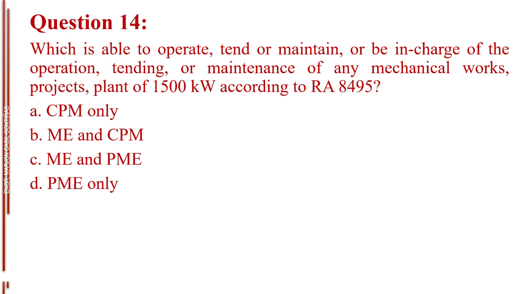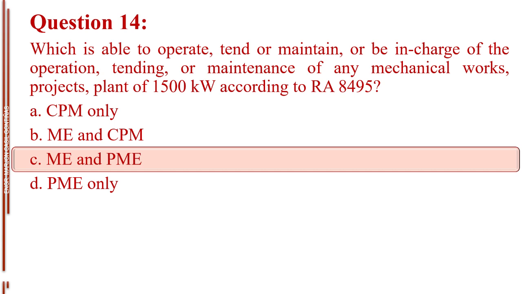Question number 14. Which is able to operate, tend or maintain, or be in charge of the operation, tending, or maintenance of any mechanical works, projects, plant of 1,500 kilowatts according to RA 8495. Letter A, CPM only. Letter B, ME and CPM. Letter C, ME and PME. Letter D, PME only. The answer is letter C, ME and PME. ME stands for Mechanical Engineer and PME stands for Professional Mechanical Engineer.